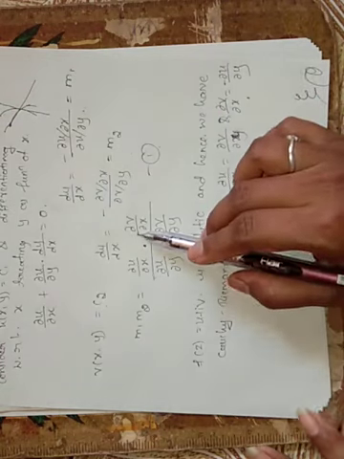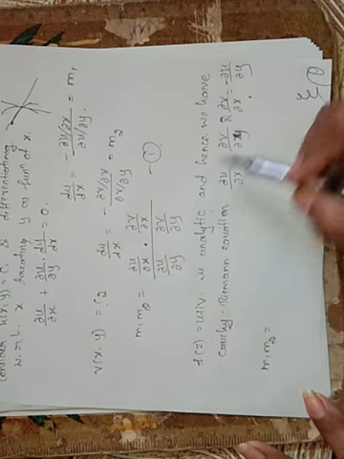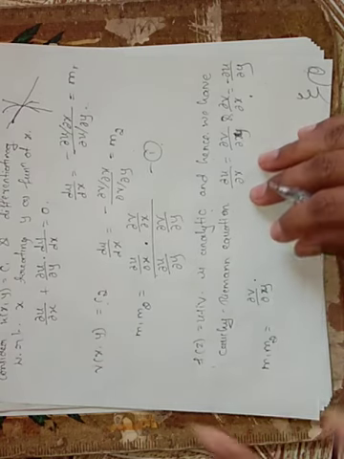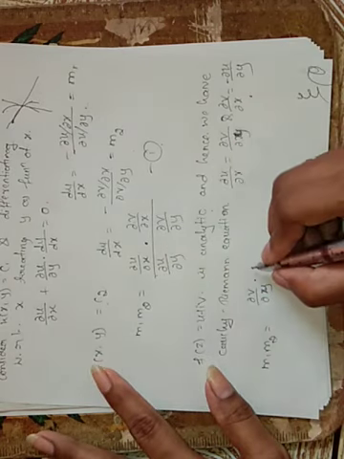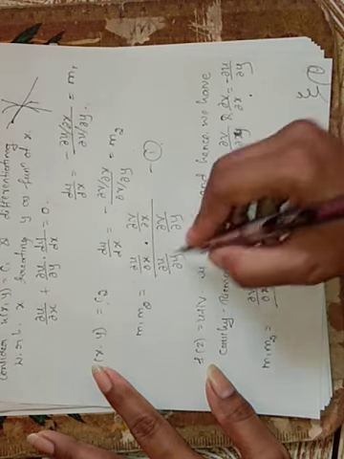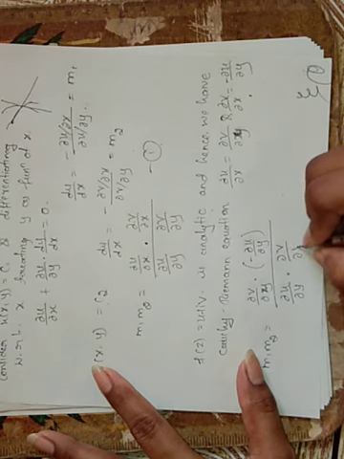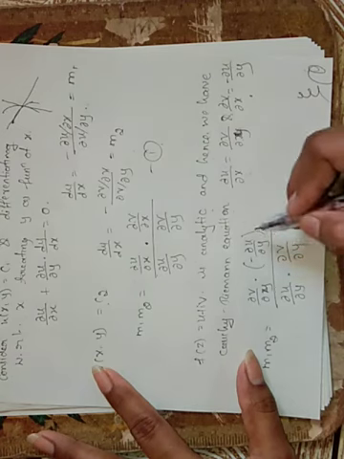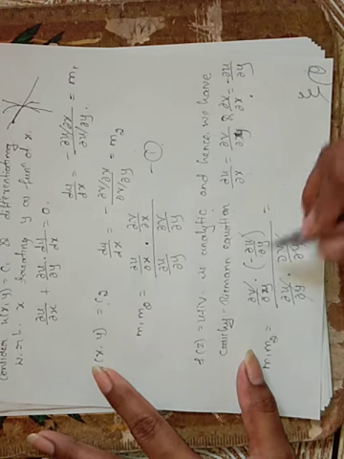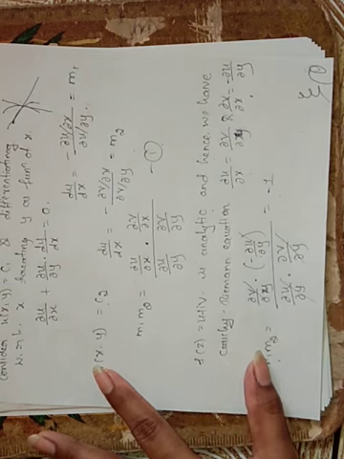Using these in 1, we get m1 into m2 equal to dou v by dou y into dou v by dou x, equal to minus dou u by dou y divided by dou u by dou y into dou v by dou y. Cancel the terms here. This one cancelled. This term cancelled. Remaining is minus 1. So m1 into m2 equal to minus 1.